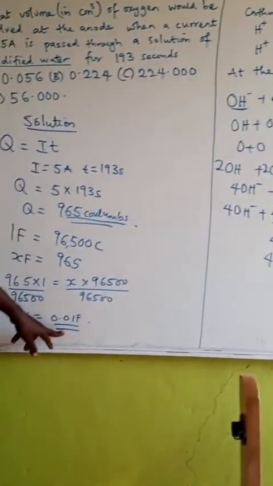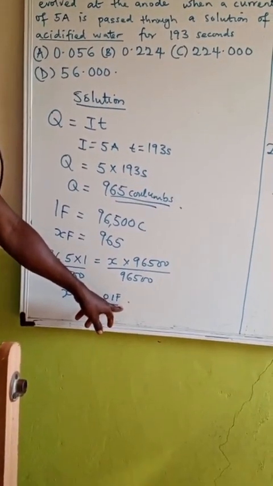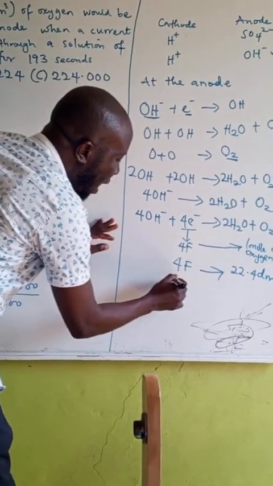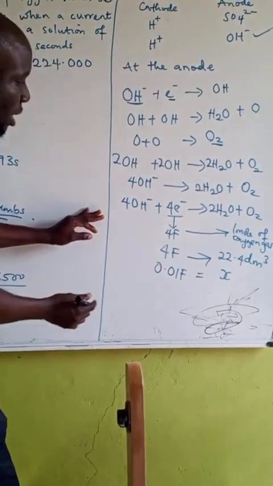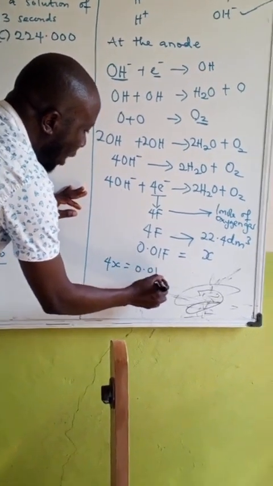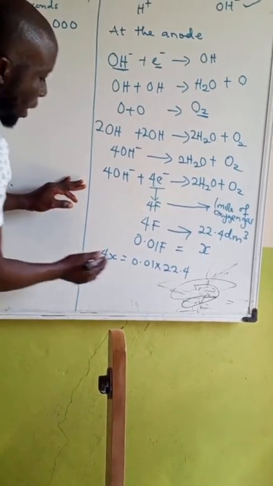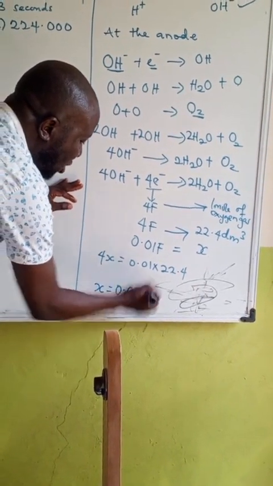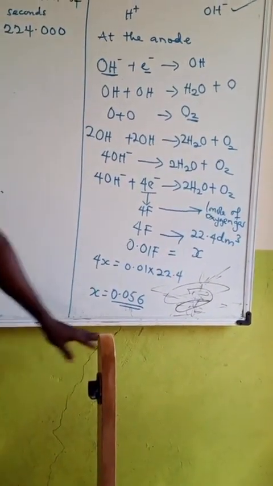The quantity of farad we generated from our calculation is what? 0.01 farad. I hope you are with me. So if 4 farad will give us 22.4 dm cube, then 0.01 farad will be equivalent to x. Now let's cross multiply. 4x equals 0.01 multiplied by 22.4. In short, our x will be equal to 0.056.